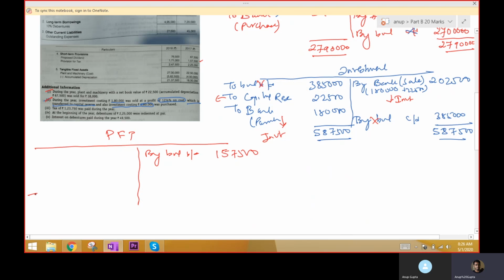1,57,500, and the closing balance will be 1,71,000. Okay. In the adjustment, it is mentioned that tax was paid. When you pay the tax, the provision will be decreasing. So let us pay the tax. How much? 1,23,750. 1,23,750 is tax paid to bank.